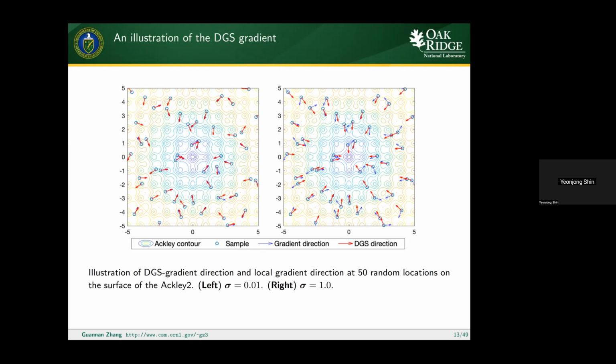Have you tried a much larger sigma in this exact same case? I'm just curious how the direction would change if you have a much larger sigma in this case.